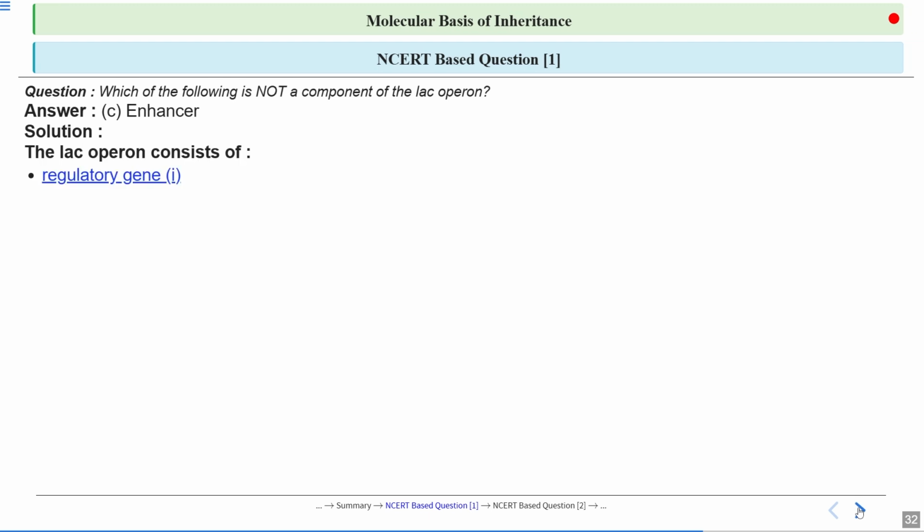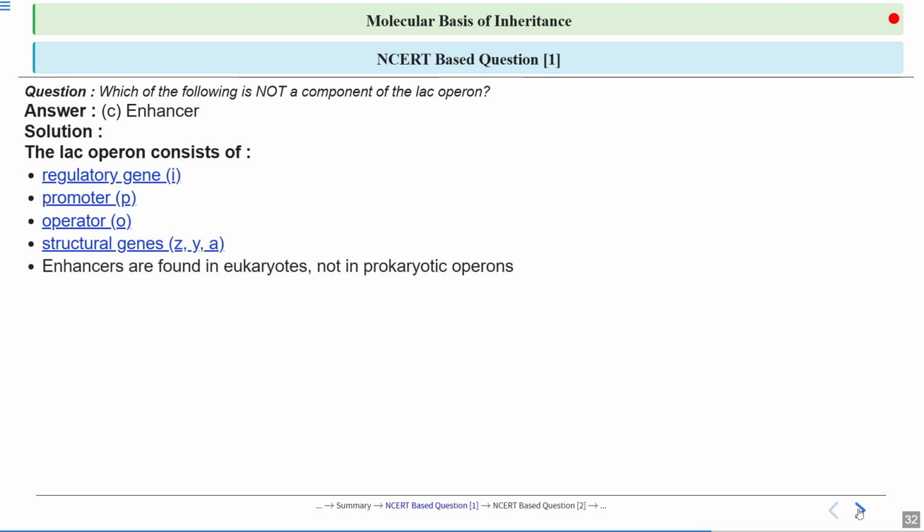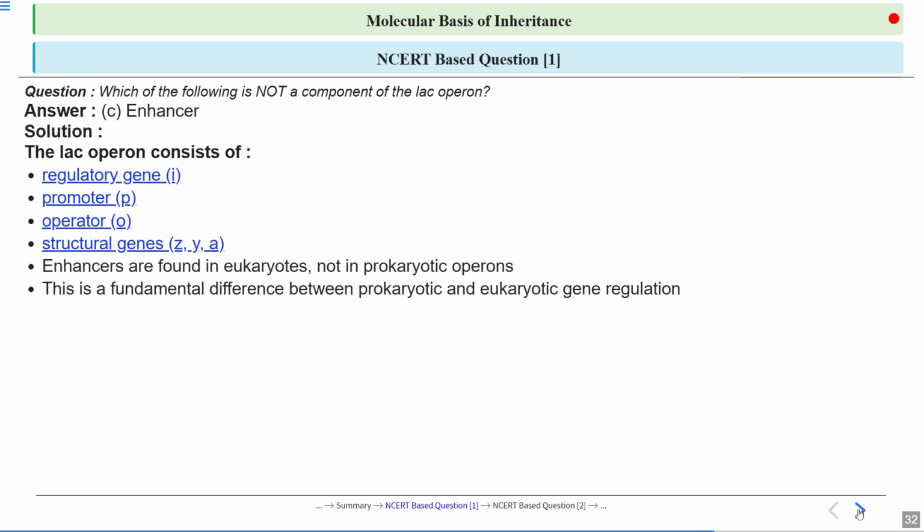The lac operon consists of what? The regulatory gene, promoter, operator, and structural gene. Enhancers are found in eukaryotes, not in prokaryote operons. This is a fundamental difference between prokaryotic and eukaryotic gene regulation.